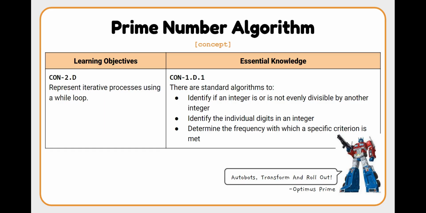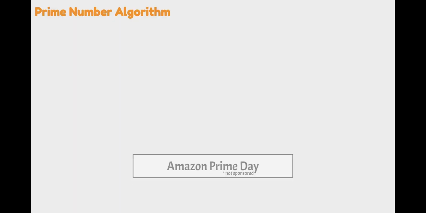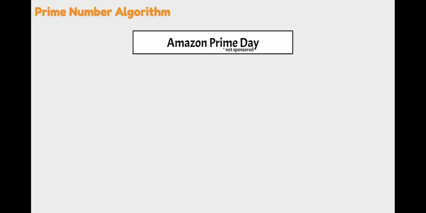We are going to see some practical applications of using iteration. One of them is going to be a prime number algorithm. We have the same learning objective, represent iterative processes using a while loop. So, when is Amazon Prime Day? Well, actually, Amazon Prime Day is not a single day. It is actually 2 days. It's July 11th and July 12th.